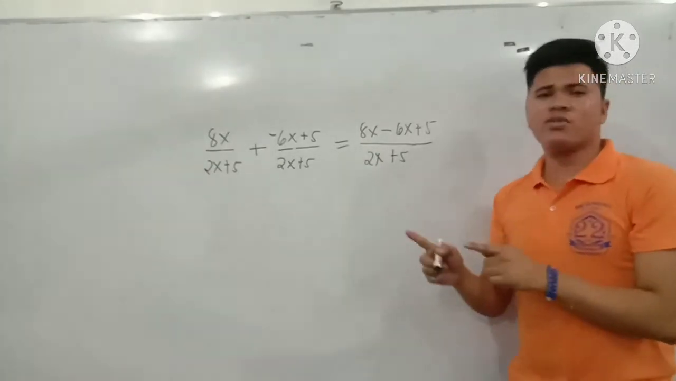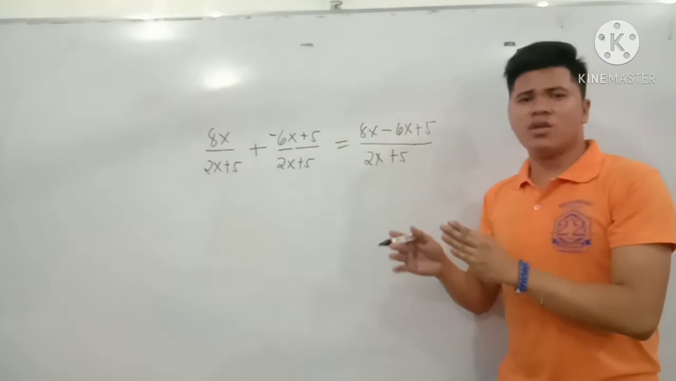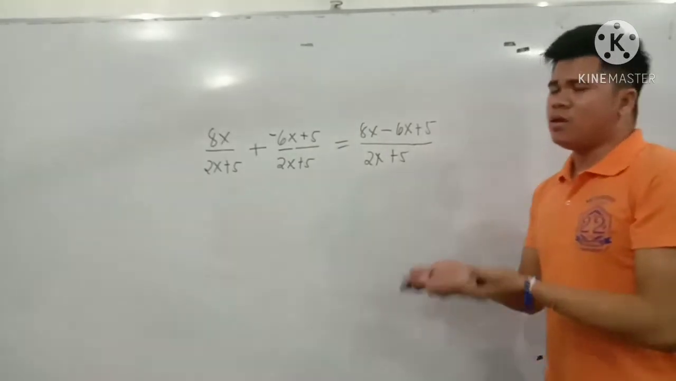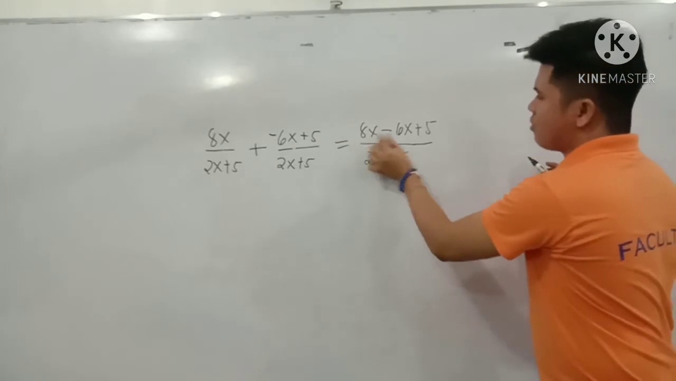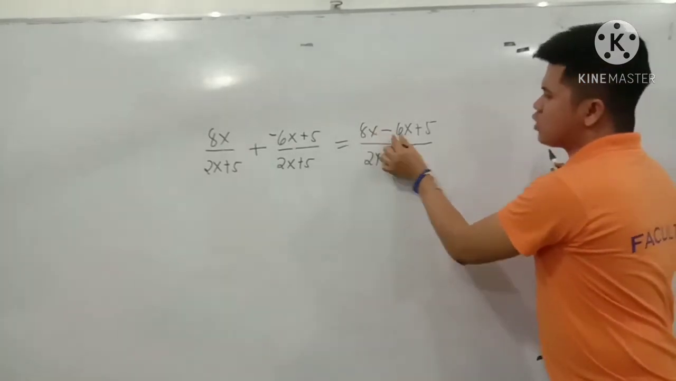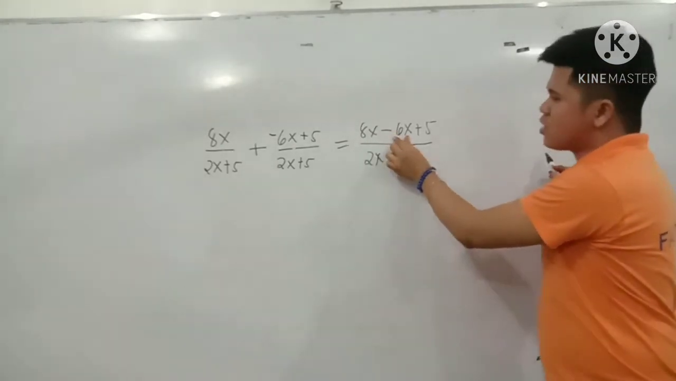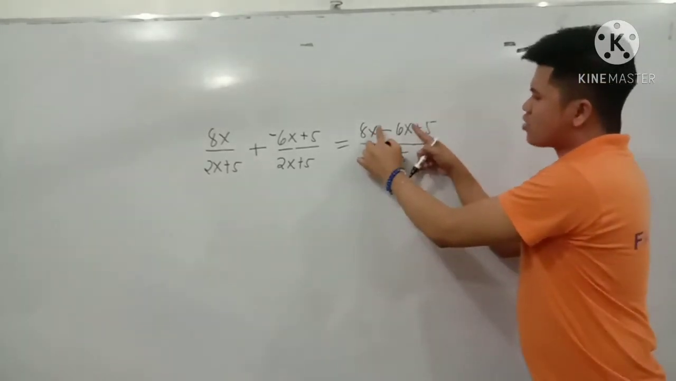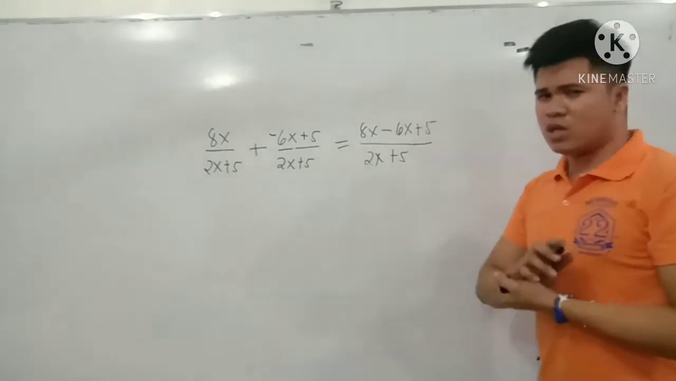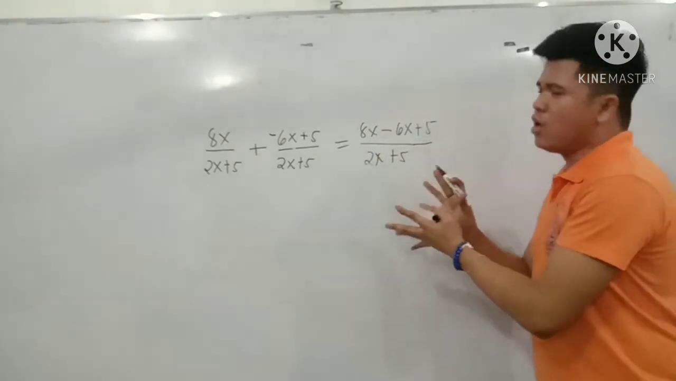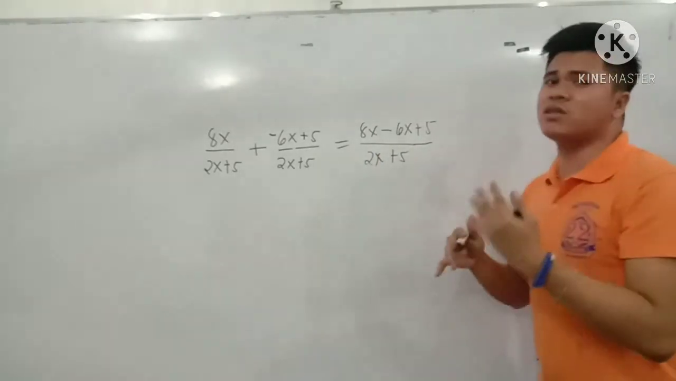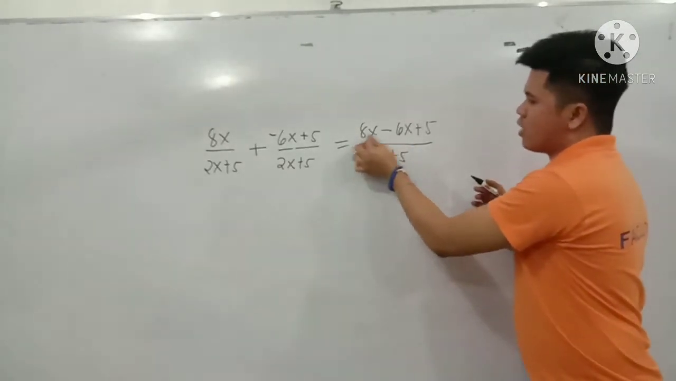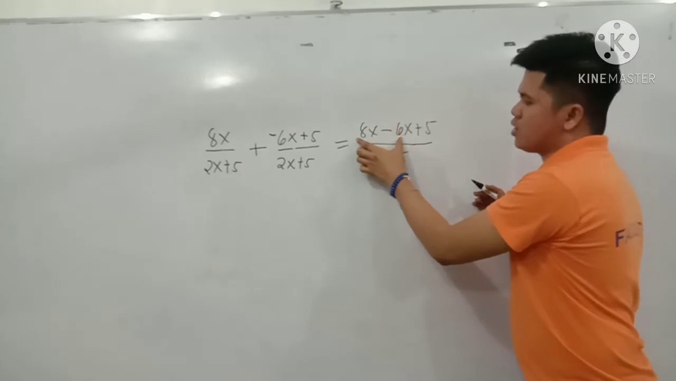When we see like terms, those are the terms with the same variable and the same exponent. So we have here 8x minus 6x. These two terms are like terms since their variables are the same and the exponent is also the same. So we can combine. If we're going to combine, we are just dealing with the coefficients. So we have here 8 and 6. So we have to combine this one.